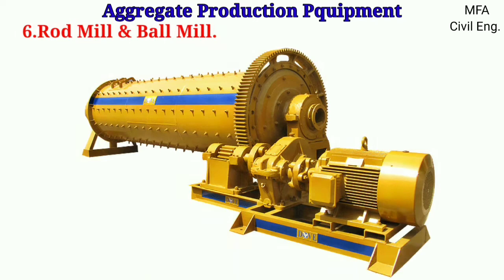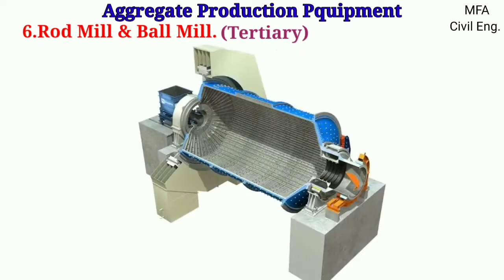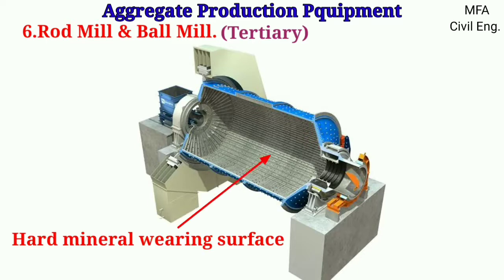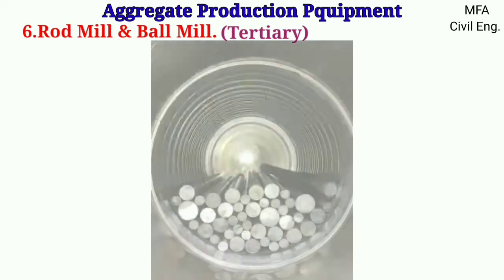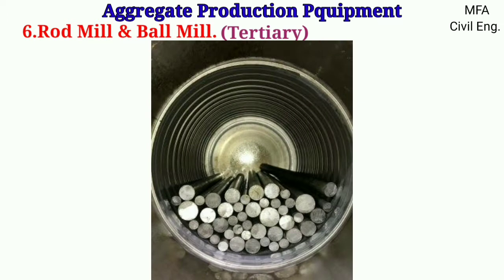Rod mills and ball mills are tertiary crushers. A rod mill consists of a circular steel shell. The interior of the shell is lined on the inside with a hard mineral wearing surface. The shell contains a number of steel rods. The length of these rods is slightly less than the length of the shell.